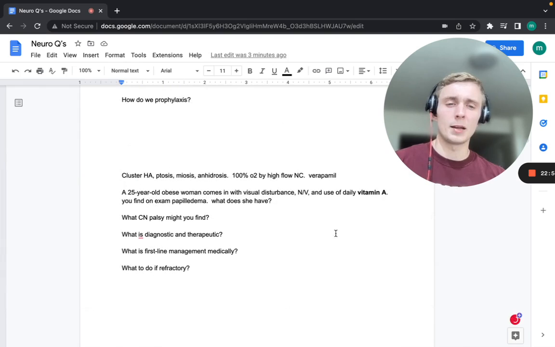And remember also, vitamin A is a risk factor. So the risk factors are vitamin A, young to middle-aged females, and obesity.